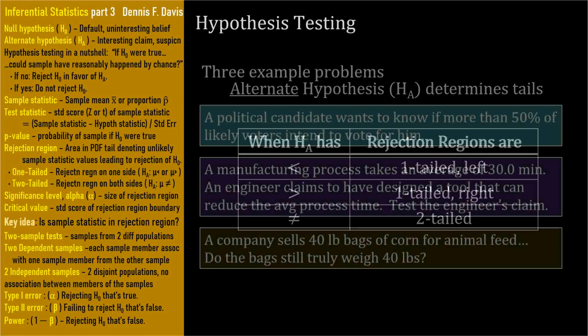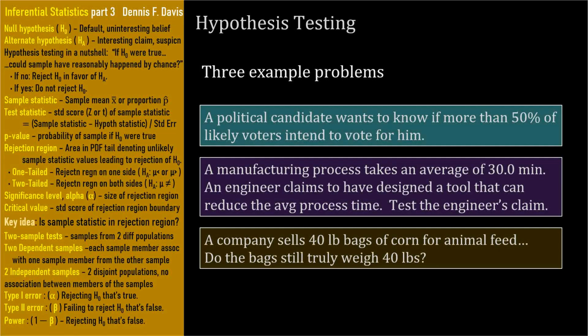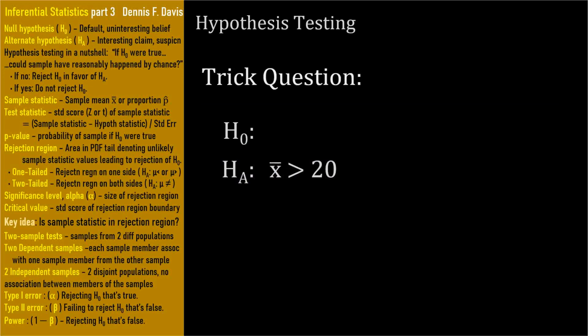Those are the sample problems. As we cover each step in the hypothesis testing procedure, we'll apply it to these three problems one at a time. But first, a trick question. If the alternate hypothesis, H sub A, is x bar greater than 20, what's the null hypothesis? Since H naught covers all possibilities not covered by H sub A, it's tempting to say H naught is x bar less than or equal to 20.